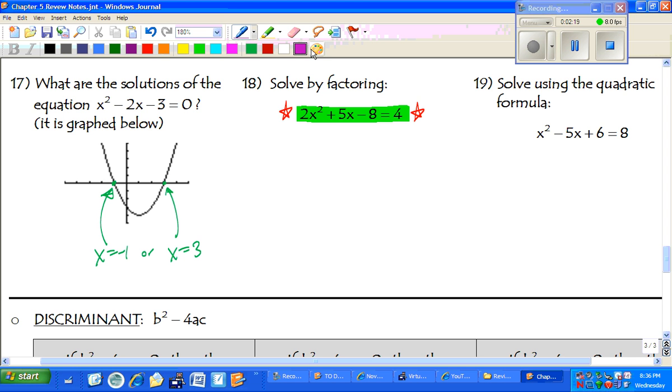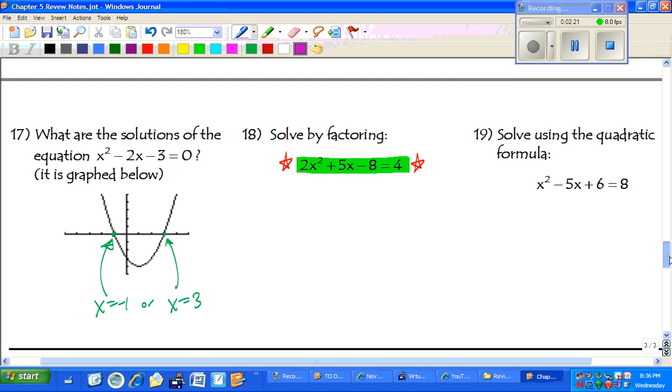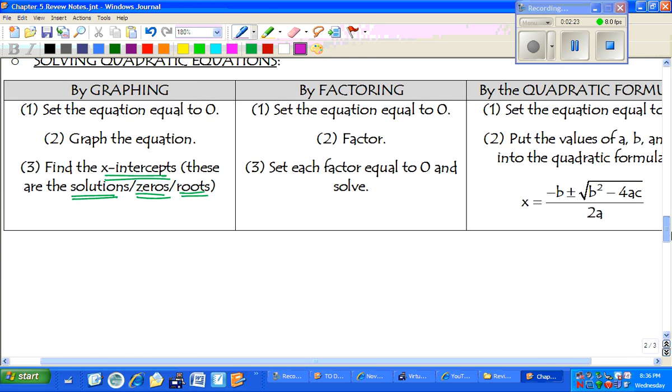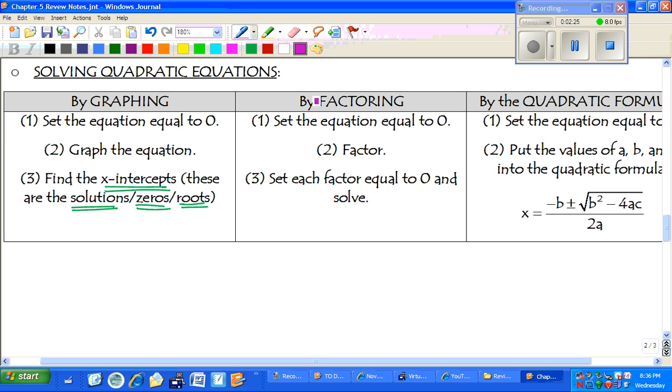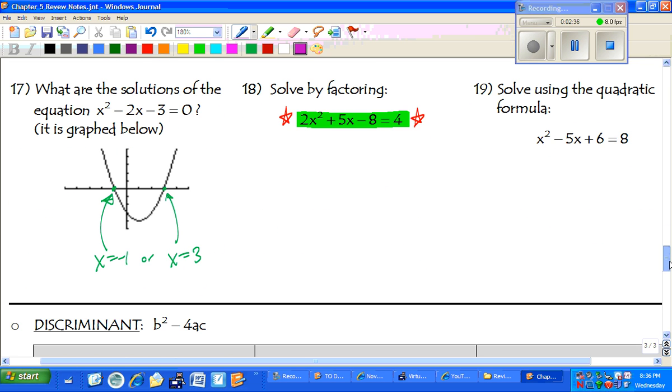Now, to do this one, let's kind of go back. You don't have to turn your paper over, but let's look at what it has to say here. To do this by factoring, set the equation equal to 0, just like the last one. Factor, and then we have to set each factor equal to 0 and solve. So for 18, first thing we need to get everything on one side so that it's equal to 0. So we're going to subtract 4. 2x squared plus 5x minus 12 equals 0.